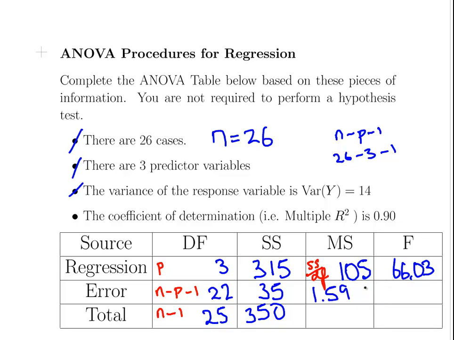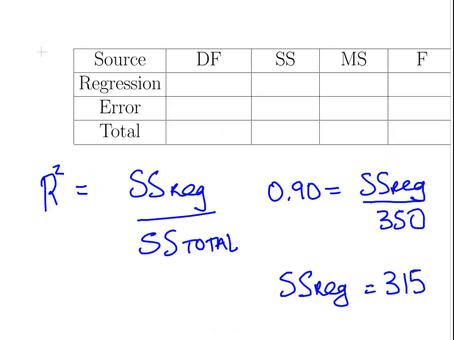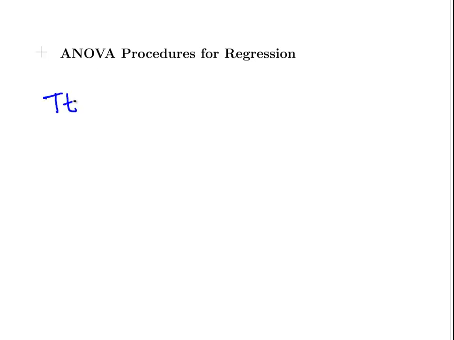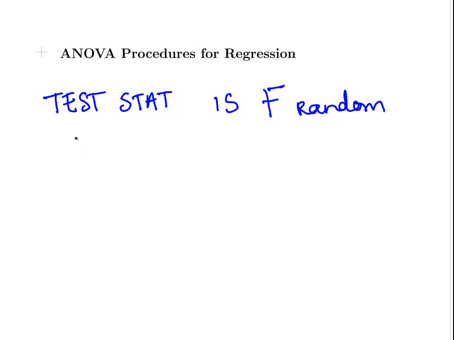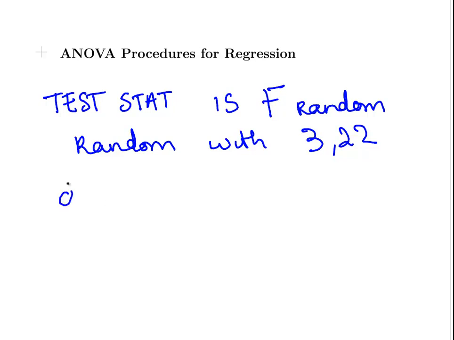You're not actually required to perform a hypothesis test, but just to state that this is the test statistic, it is an F random variable. That's a type of distribution, the F distribution. The important thing to finish up on is that it has 3 and 22 degrees of freedom.